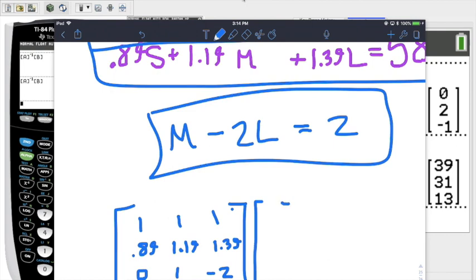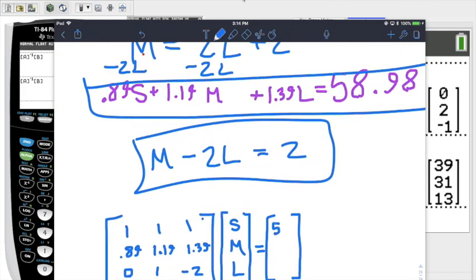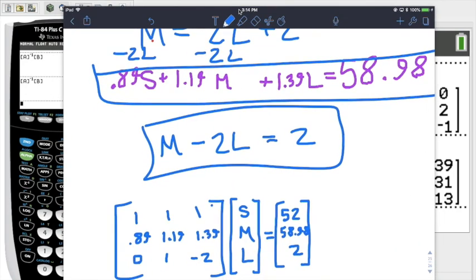Okay, next is your variable matrix. I guess we're going small, medium, large. And that equals your constants, which I think the first, 52, 58.98, if you can squeeze it in, and then 2 right there. And then it's just plugging into our calculator. So pause if you need to write it down.